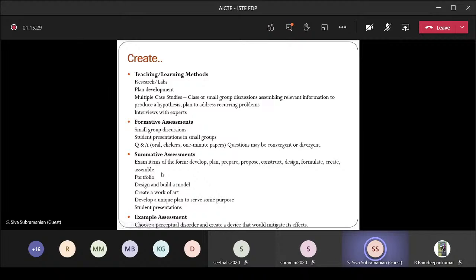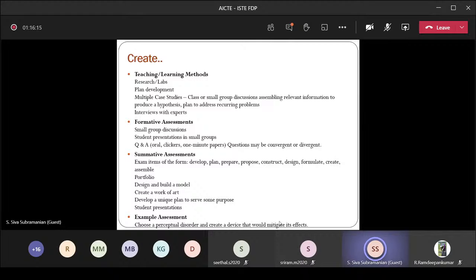An example question is this: choose a perceptual disorder and create a device that would mitigate its effect. Here you are left open-ended. You are supposed to find a perceptual disorder. You can choose any perceptual disorder, right? And then you will have to create a device. It is not choosing a device. Once you have chosen a disorder, the question moves to the next level. You have to create a device that will mitigate its effects. In that case, all the 5 levels of understanding should be fighting in the mind of the student, and finally he comes out with a new created device. So this is how the 6 levels of Bloom's will work, right?